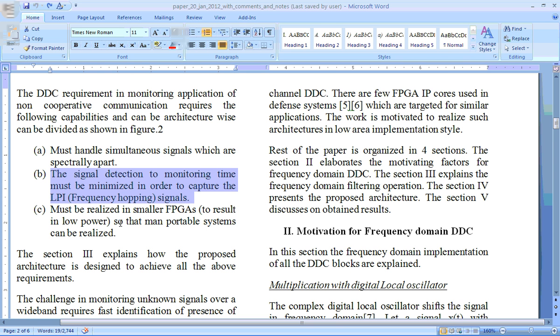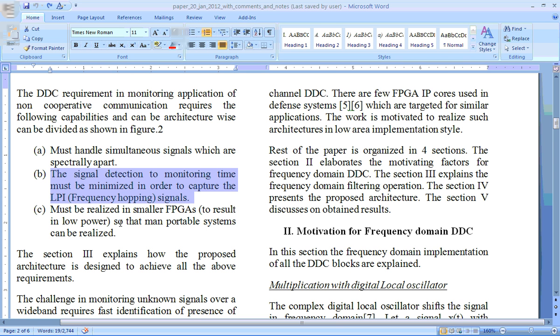Because today in military communications they use different types of communication sets, which are mainly spread spectrum oriented, frequency hopping spread spectrum. Each hop may be as small as 1 millisecond, so the signal lies there for only 1 millisecond. If you take 1 millisecond only for detection and tuning, by the time you tune, the signal will go to a different frequency. So that is what we are talking about.